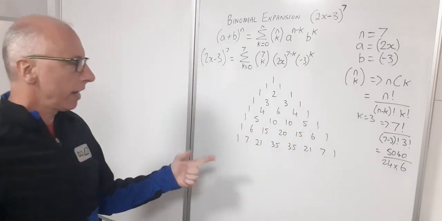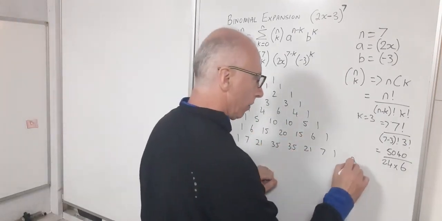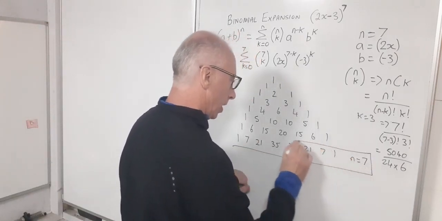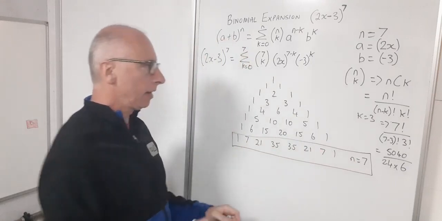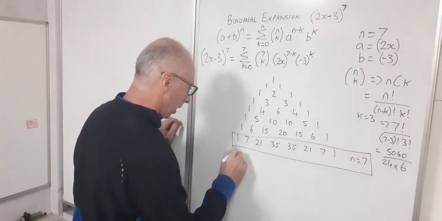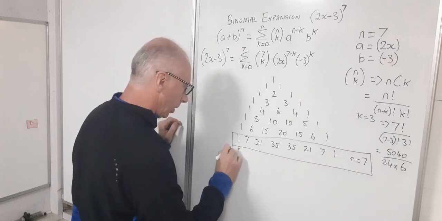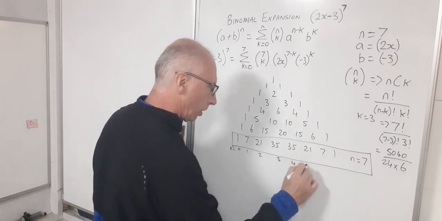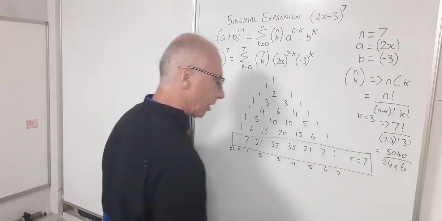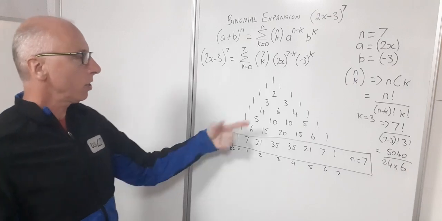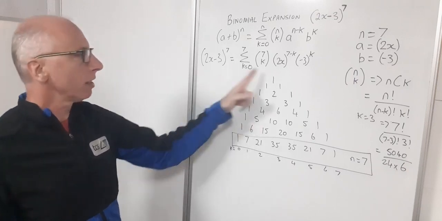So for whatever your n is, that will be the appropriate one here. For n equals 7, we want this one. And then for n choose k, our k's are along here. If I put k equals 0, 1, 2, 3, 4, 5, 6, 7, that will give us our binomial coefficient there. Okay, let's take some of this off the board and continue.